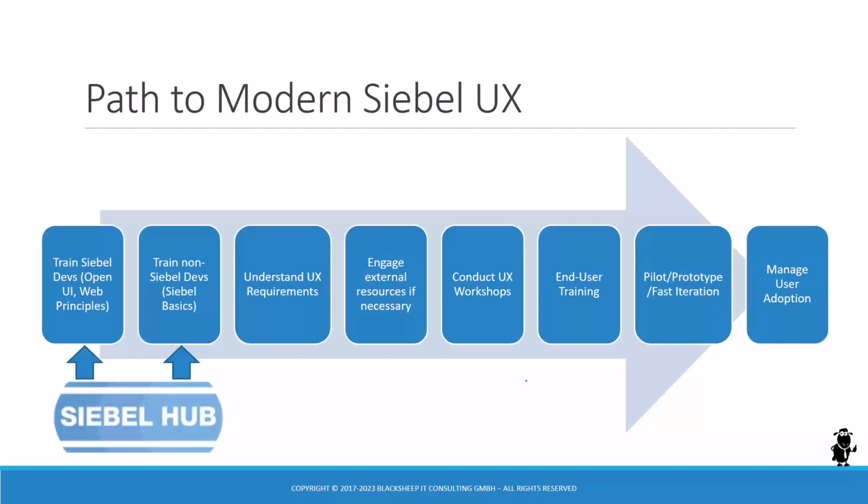The whole project team must understand UX requirements. You need to engage external resources if necessary, conduct UX workshops, organize end-user training, make sure you have that pilot, prototype, fast iteration set up, and ongoing user adoption is key. Monitoring the application, monitoring performance, monitoring usage patterns, and then, of course, you go back and implement.